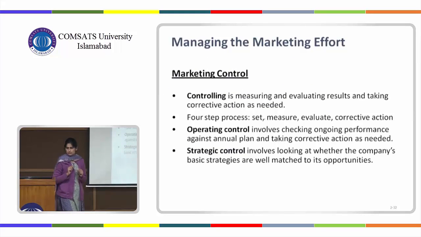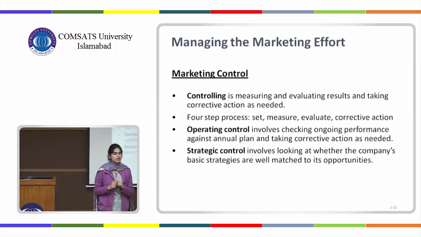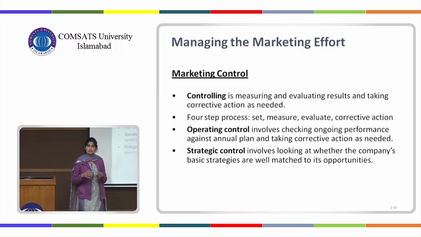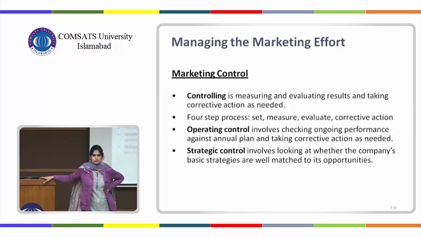Coming down to marketing control. Now control is measuring, evaluating results and taking corrective action. So it necessarily is a 4-step process, right? So control is a 4-step process. The first step is you set the goal. You set the marketing objective, right? You set the strategy.